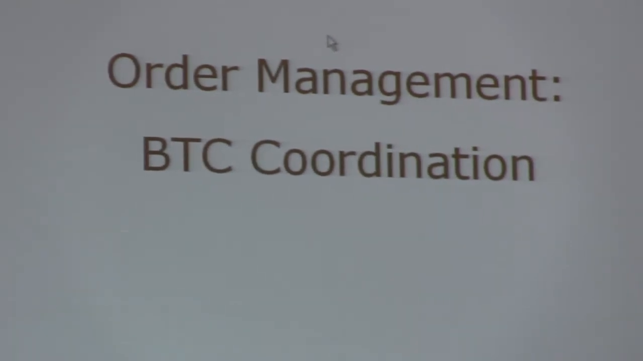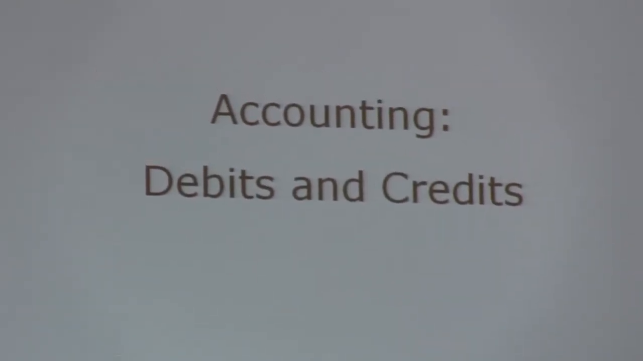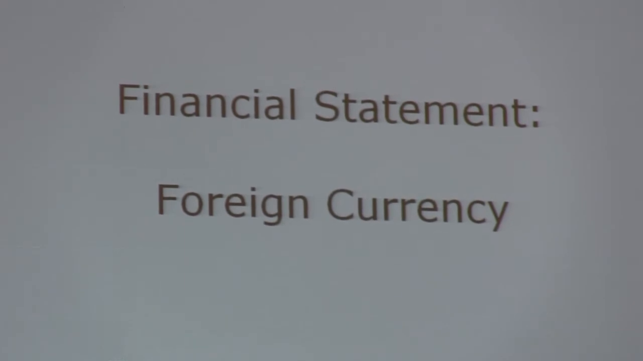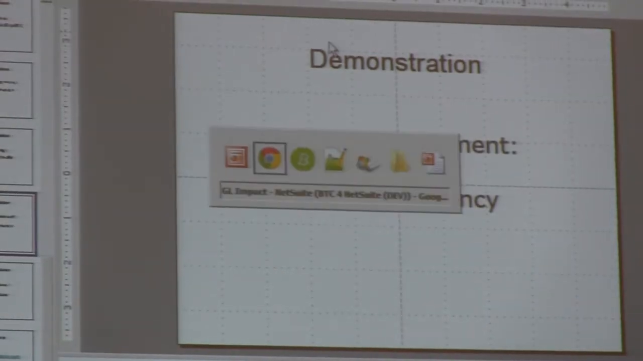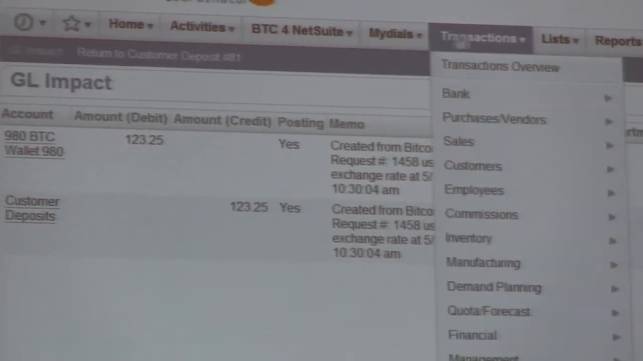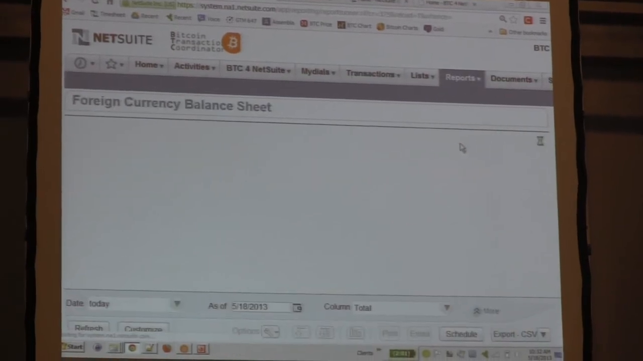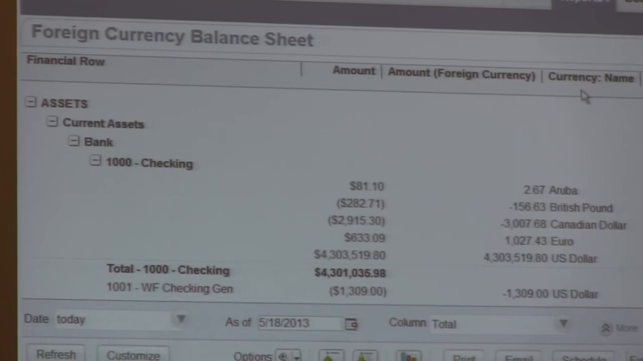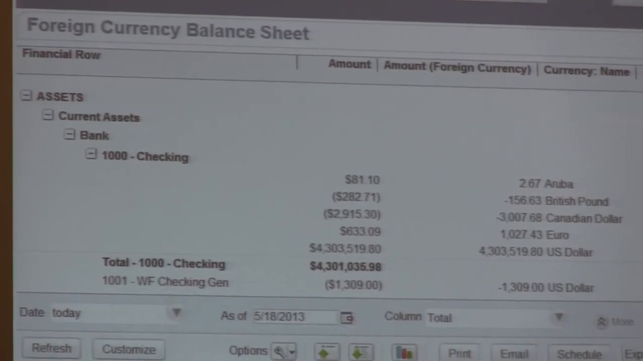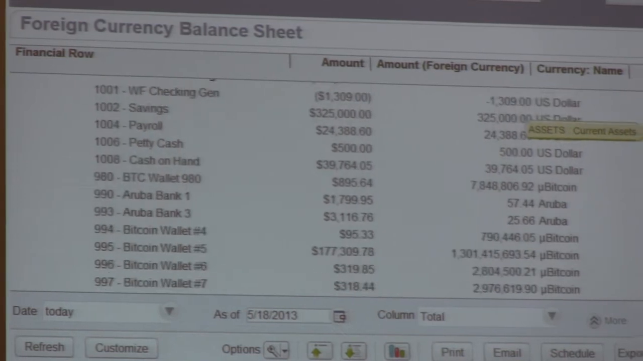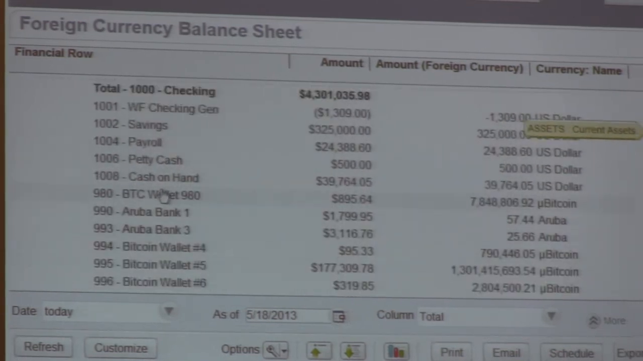Okay, so I showed the order management. I showed you some accounting. Now what we can do is run a financial statement. So we'll do a balance sheet, which is basically where we're holding our Bitcoin in terms of its balance. What I want you to focus on is this one right here. Effectively, this was the wallet that I directed the funds to. A merchant may have multiple wallets for different purposes, right? Each one of them having a particular general ledger account.